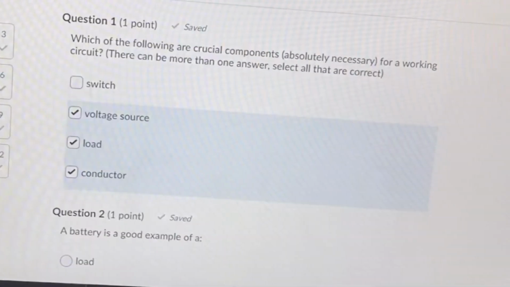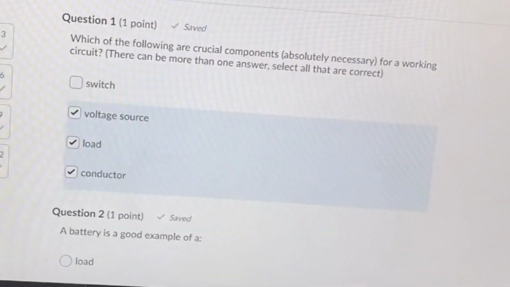Okay, number one, which of the following is absolutely necessary for a working circuit? So we need to have a voltage source that's going to help with the current. We need to have a load, or we're not going to be able to tell if the circuit is working or not. So we need to have a light bulb, basically, and we need to have a conductor. A conductor is basically the wire. So we need something that's going to hold all of that together and allow for the current to run through it. So that's a conductor / wire.